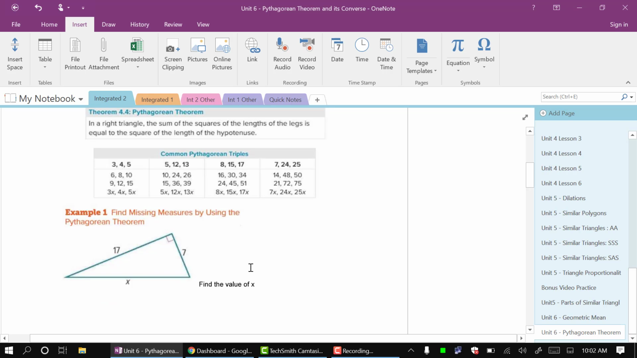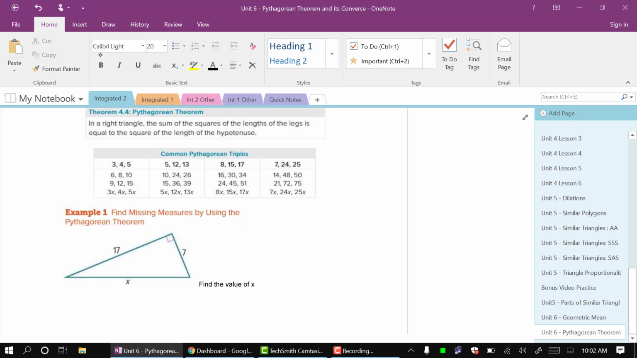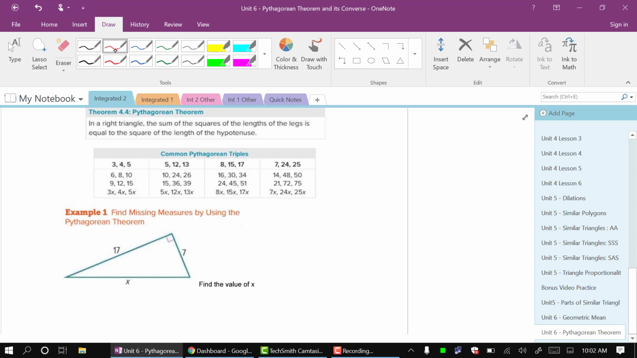So let's take a look at example 1. Example 1 is a problem that we've done many times, but we're going to go ahead and do it again. With this one, we want to find the measure of the missing side. With the Pythagorean theorem, we always start off with our right angle. So here's our right angle. Opposite our right angle, that's our hypotenuse or our C value. So in this case, C equals X. That's our unknown. That's what we're solving for.